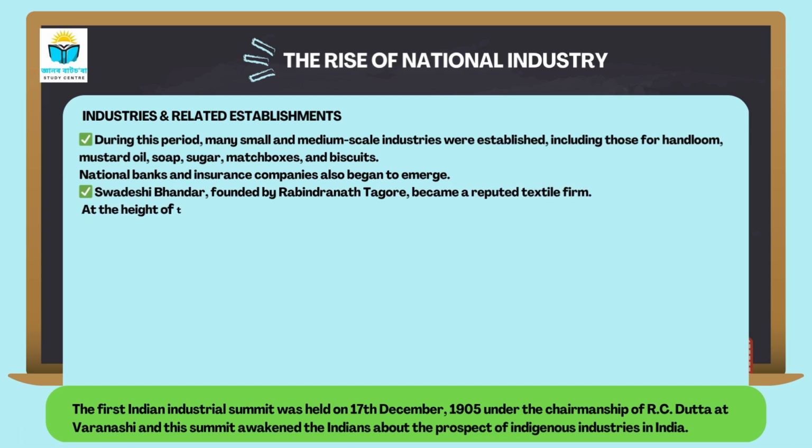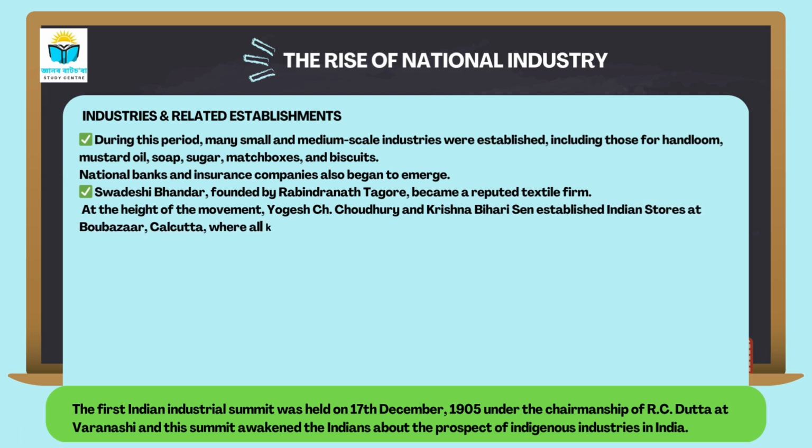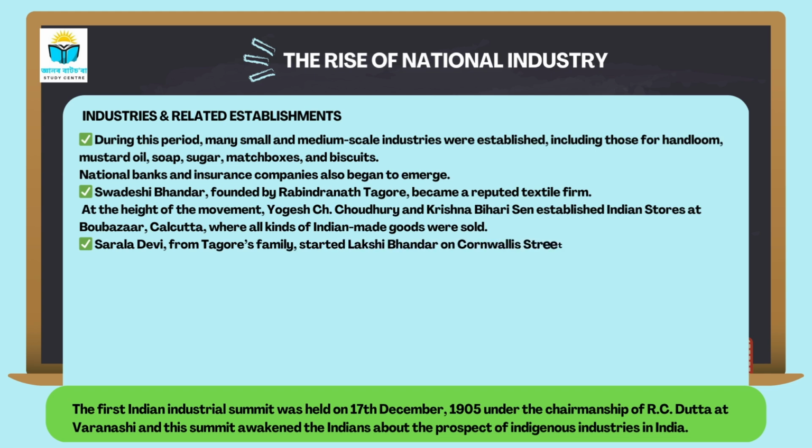Swadeshi Bhandar, founded by Rabindranath Tagore, became a reputed textile firm. At the height of the movement, Yogesh Chaudhuri and Krishna Bihari Sen established Indian stores at Bowbazar, Calcutta, where all kinds of Indian-made goods were sold. Sarala Devi, from Tagore's family, started Lakshmi Bhandar on Cornwallis Street, while Abdul Halim Ghaznavi founded the United Bengal Stores at Lal Bazar.